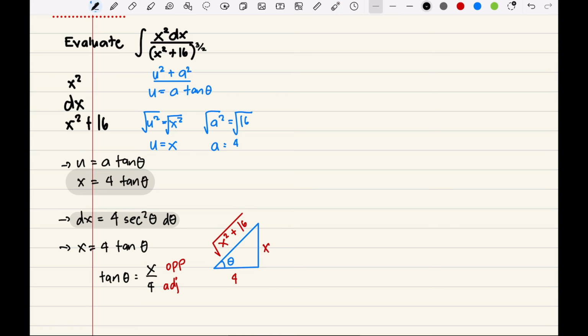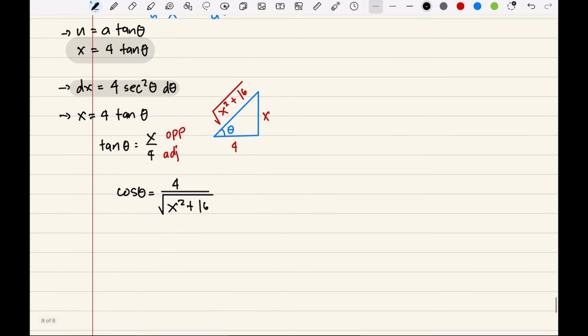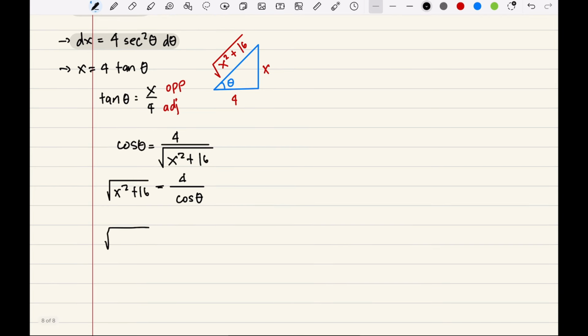Ang trigo function na gagamitin natin will be cosine. So using the cosine function, cosine theta, ang sabi sa SOHCAHTOA, cosine is equal to adjacent all over hypotenuse. Yung adjacent side natin is 4. And then yung hypotenuse side natin is square root of x squared plus 16. And then rearranging this equation, getting an equation for square root of x squared plus 16, we get 4 all over cosine theta. And since the reciprocal of cosine theta is secant theta, we can rewrite this equation. So we have square root of x squared plus 16 is equal to 4 secant theta.